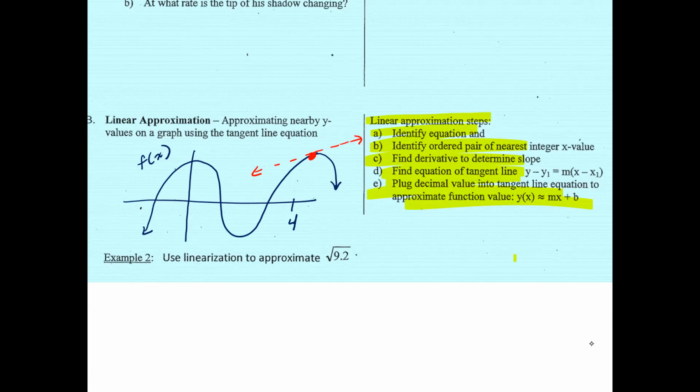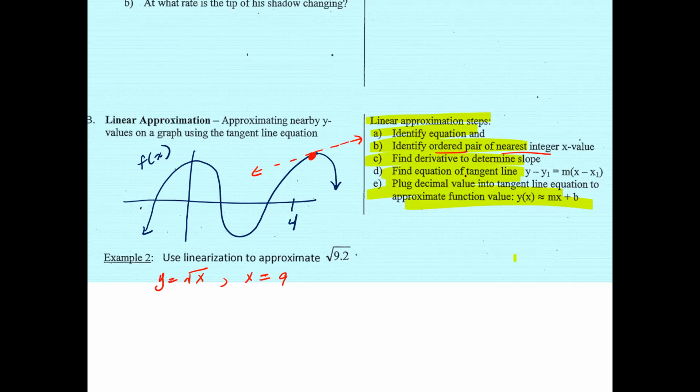So take a look at example 2. It says use linearization to approximate square root of 9.2. So I'm going to start off with the equation y equals square root of x. I'm going to have to go ahead and take the ordered pair to the nearest integer. So I have 9 in there, so x equals 9.